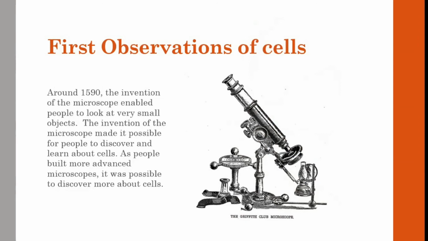First observations of cells. Until the late 1600s, no one knew cells existed because there was no way to see them. Around 1590, the invention of the microscope enabled people to look at very small objects. The invention of the microscope made it possible for people to discover and learn about cells.